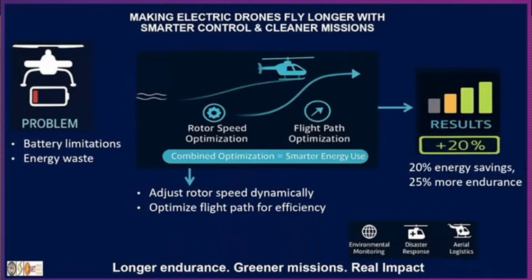Yeah, so some literature, some papers do focus either on the rotor speed or flight path. I decided to combine these 2 strategies together because of their interaction effect that helps to reduce overconsumption during climbs and hover. I adjusted the rotor speed and the flight path parameters, and combining these 2 strategies helped to achieve this 20% energy savings.